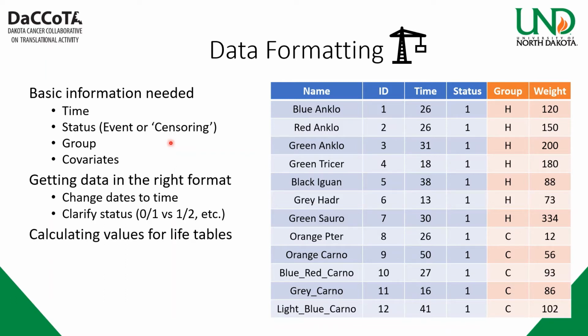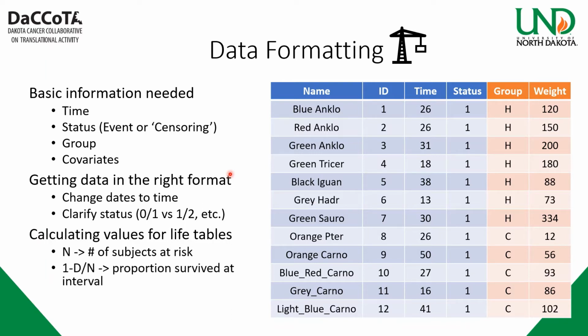So you can calculate, given this information, different values for life tables if you want to construct survival functions or Kaplan-Meier curves by hand. So some important values: you're going to need to have n, your number of subjects at risk at each time frame. You're going to need to have 1 minus deaths divided by the number at risk. That's the proportion survived at that time interval. And then finally, S(t), your survivor function, which is iterative. So you take the survival function of the interval before times that 1 minus deaths divided by number at risk.